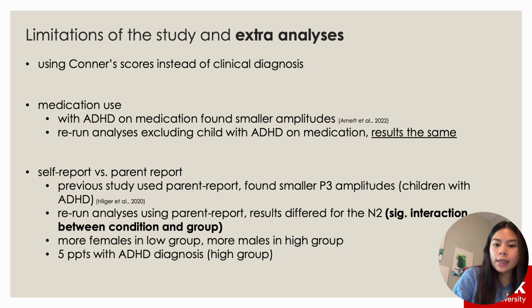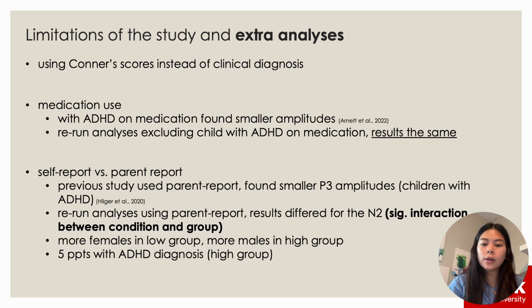So, limitations of the study and extra analyses that I did. One limitation of our study was using Connors self-report scores instead of using a clinical diagnosis. So again, we used a community-based sample of children. Whether or not they had ADHD, we did not use a sample of children who strictly either had an ADHD diagnosis or did not. And that was a limitation of our study, as results could have differed because we used a community-based sample and not a clinical diagnosis, as the past literature that I have found used children with or without ADHD or adults with or without ADHD.